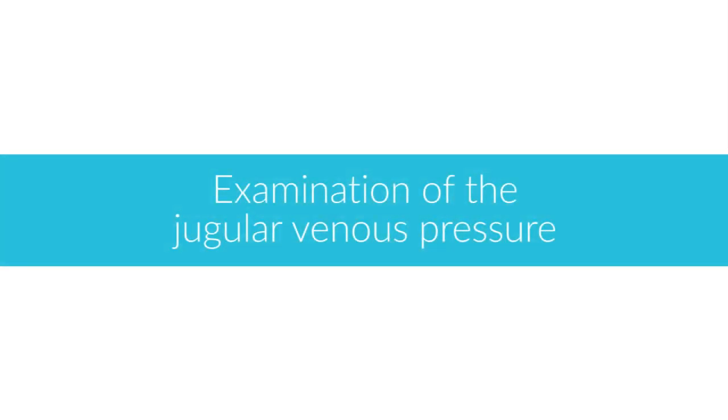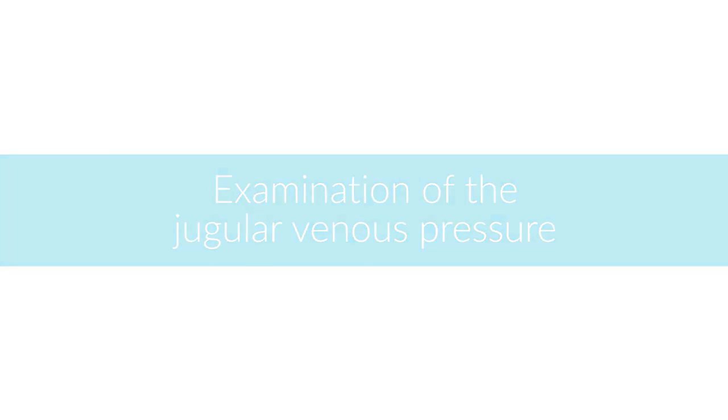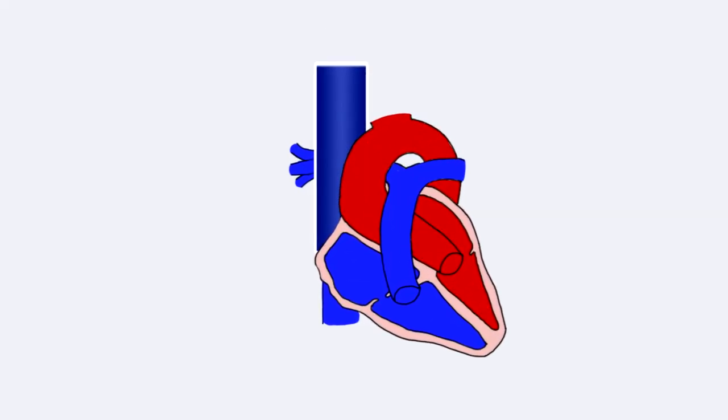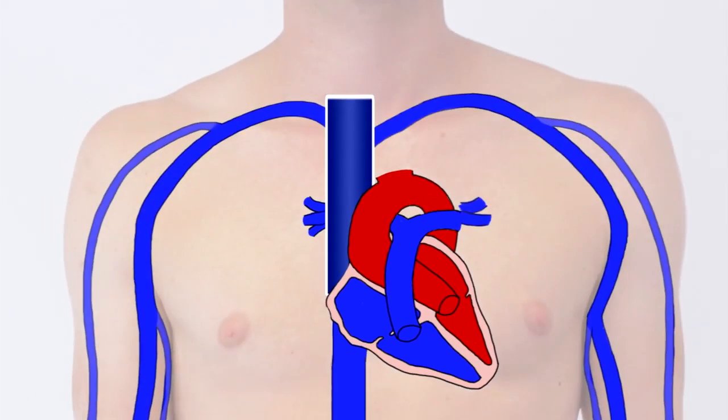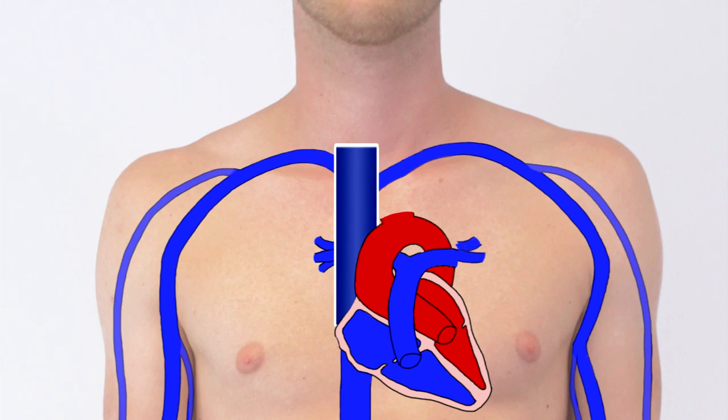Examination of the jugular venous pressure. The central venous pressure, or CVP, is the pressure within the thoracic vena cava just before the right atrium. The superior vena cava and the connecting jugular veins act as a column of blood in which the CVP can be approximated by determining the jugular venous pressure.